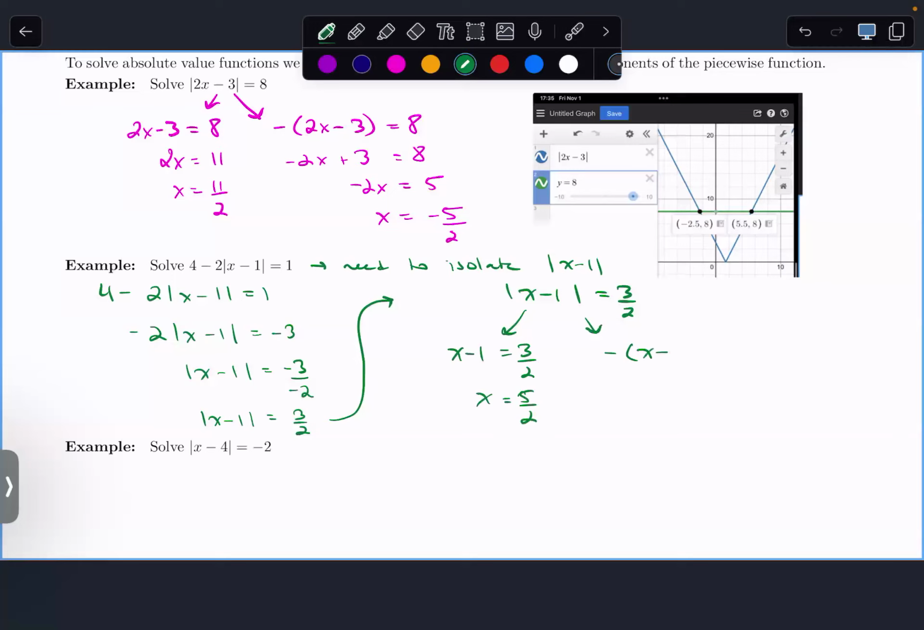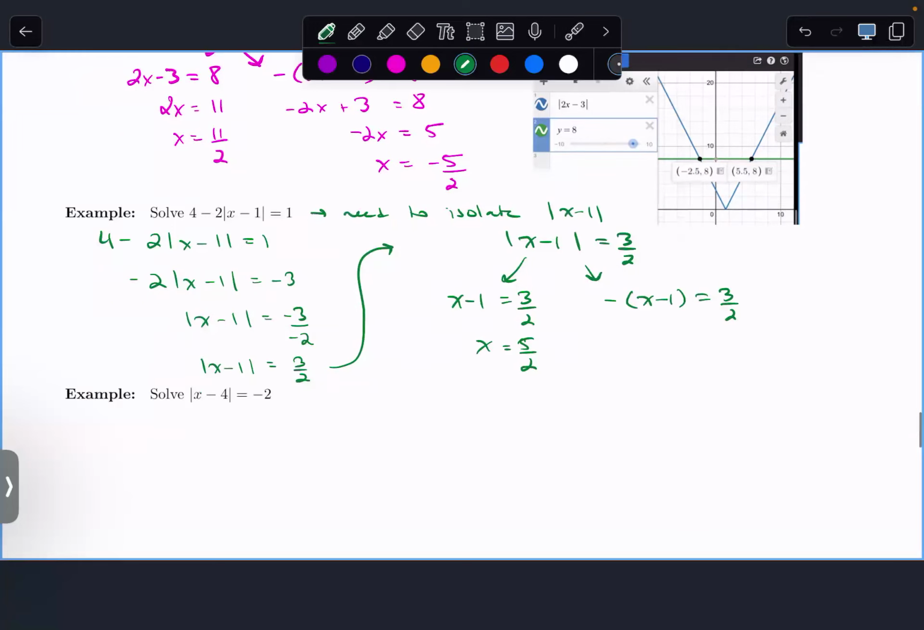And negative x minus 1 is 3/2. Negative x plus 1 is 3/2. 3/2 minus 1 is 3/2 minus 2/2, so 1/2. I get x is -1/2, once I bring that negative over.